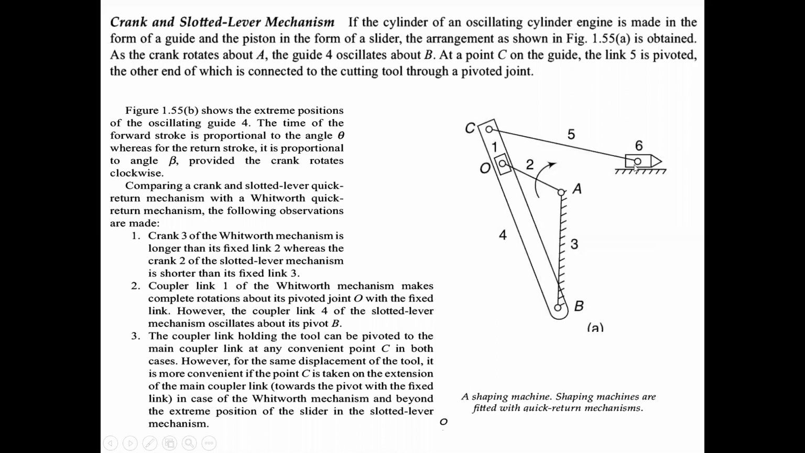When lever 5 turns, the translatory motion is passed to number 6, that is the rammer. So when the motion is given to number 6, it gives the forward and return strokes. That is happening in this mechanism.